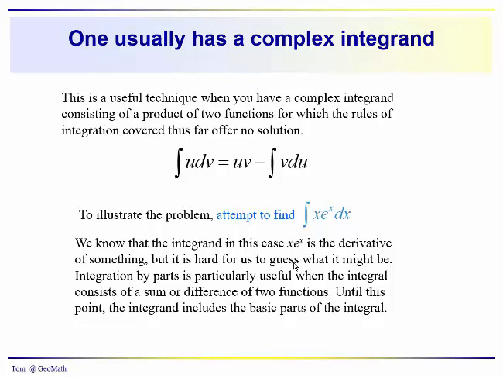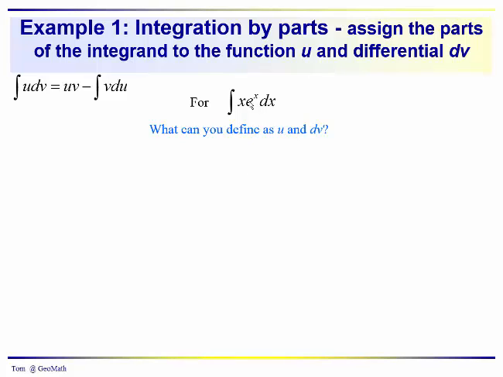We know, though, that this integrand is a derivative of something, but at least I can't figure out what that something is. So we look at this integral as containing two basic parts, a u and a dv, and we have to make those assignments. Taking a look at this integral, I'd ask you to pause the video. What would you define as u, and what would you define as your dv?